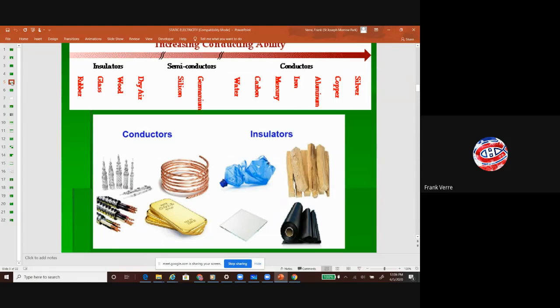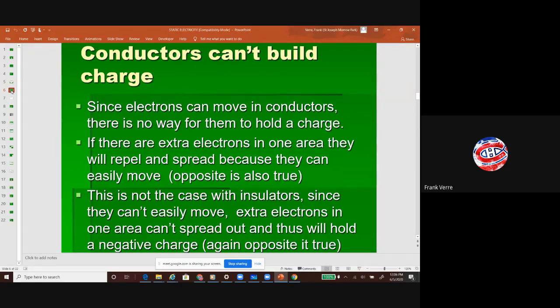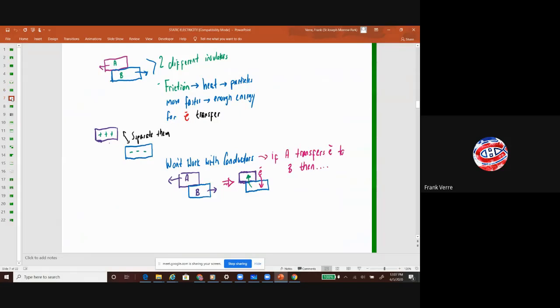Insulators are non-metals. Things like glass, wood, plastic, that you're seeing in this image here, okay? So why does it have to be insulators? Why can't we build the charge with the conductors? Let me do a better job of explaining this, because I wasn't happy with the way I explained it.